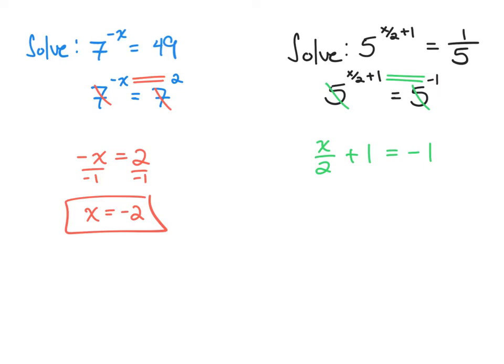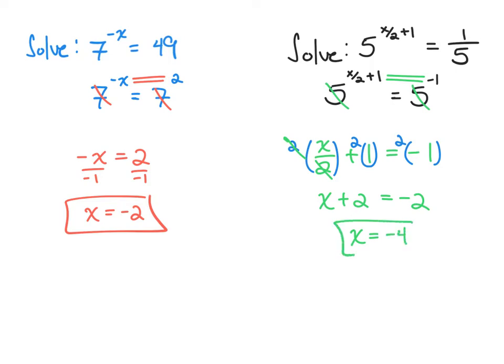Now, in the way I've taught this, I want to get rid of my fractions first. So I'm going to find my LCD, which here was 2. So I will multiply everything by 2. Then that'll cancel with this 2 here, leaving me with x plus 2 equals -2. And then I can subtract 2 from both sides to get x equals -4.